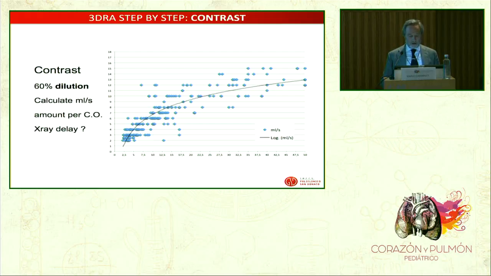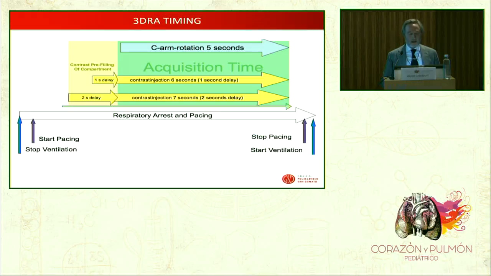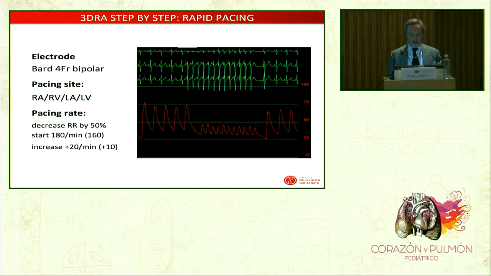I don't want to go into details about that, but very briefly, the technique is to have the patient intubated and ventilated. We stop ventilation 1 or 2 seconds beforehand. We start rapid pacing in order to reduce the cardiac output, and we inject. The injection will last approximately 6 seconds, which is enough to fill the chambers or the vessel we want to visualize. This is an example of the aortic pressure going down with rapid pacing.